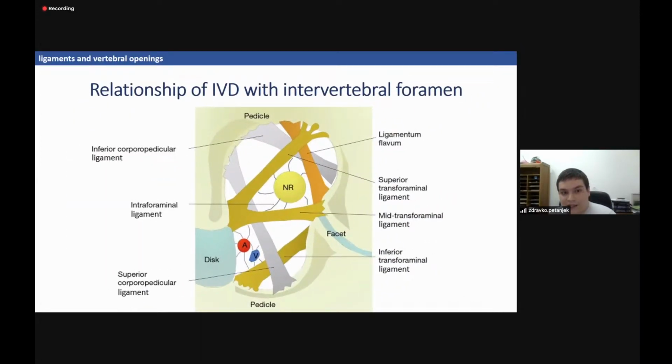And regarding the relationship of the intervertebral disc within the intervertebral foramen, here we see the disc, and here we see the root of the spinal nerve. Once again, the roots are typically located posterolateral to the intervertebral disc.